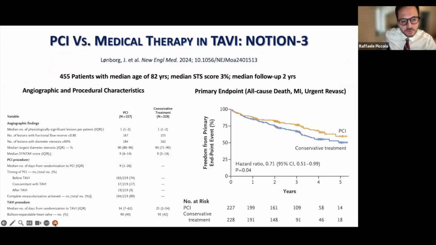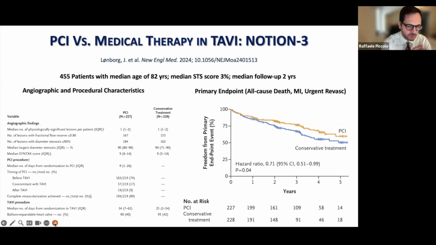Now, if you go again to the next slide, we have now the NOTION-3 trial, which actually came out at ESC this year, just a few months ago. This is probably a landmark trial with more than 400 patients with aortic stenosis undergoing TAVI. You can see that the median age was 82 years. This was a low-risk population. In terms of STS score, it was 3. The median follow-up was not very long, 2 years, but you can see the Kaplan-Meier curves arrived to a 5-year follow-up.